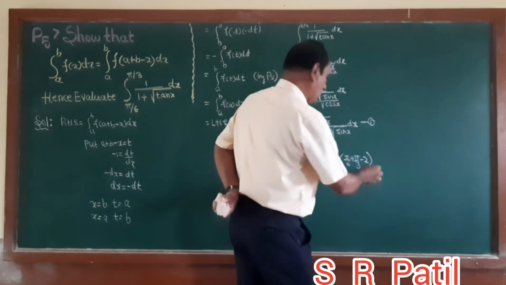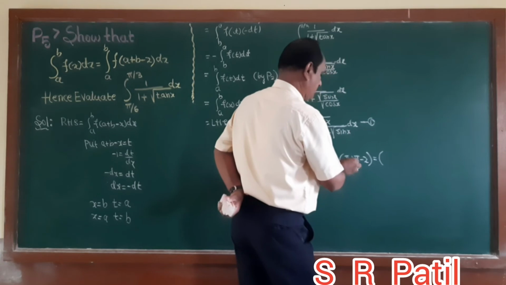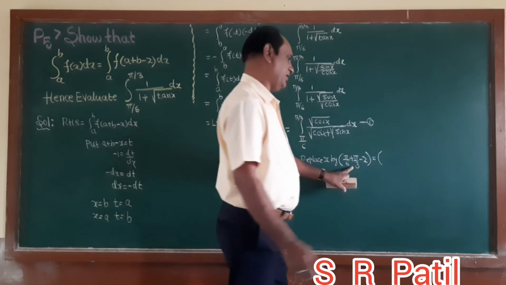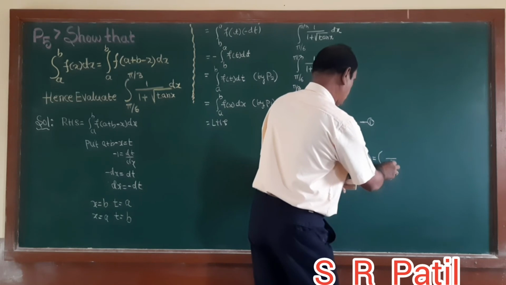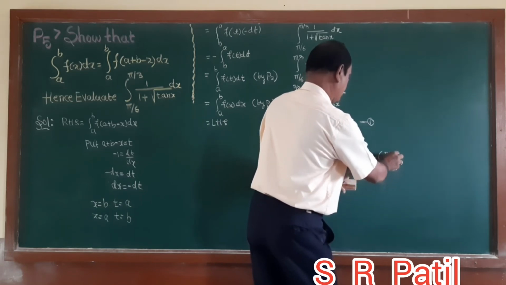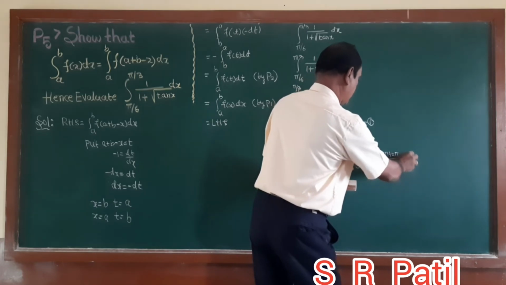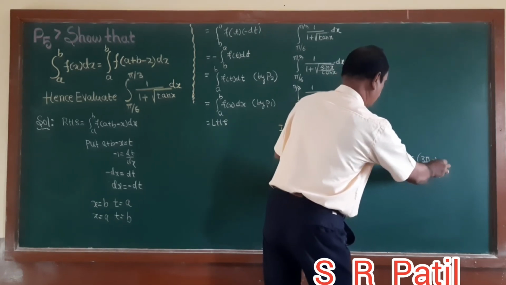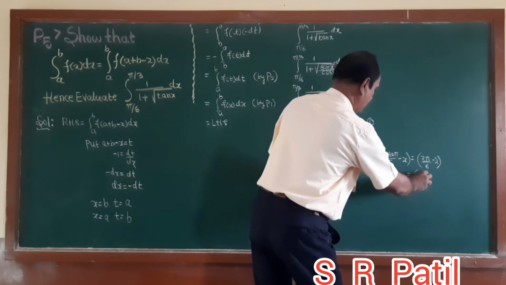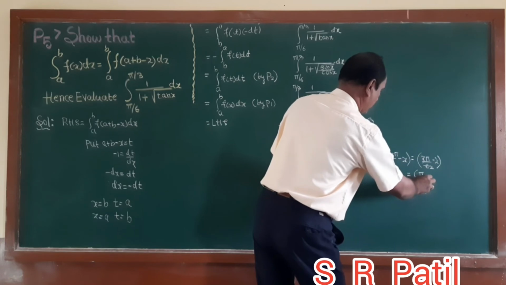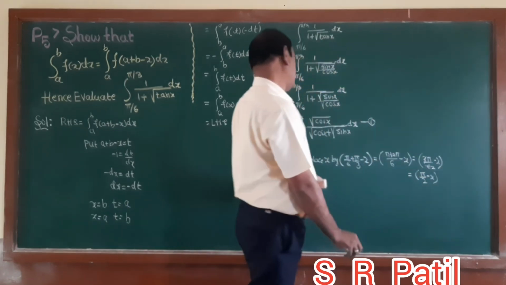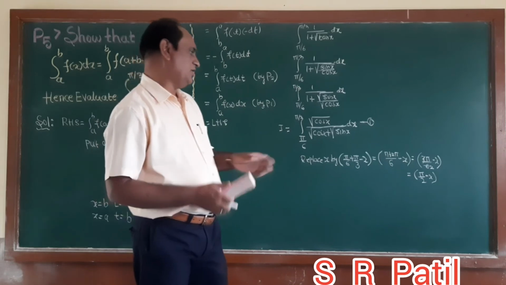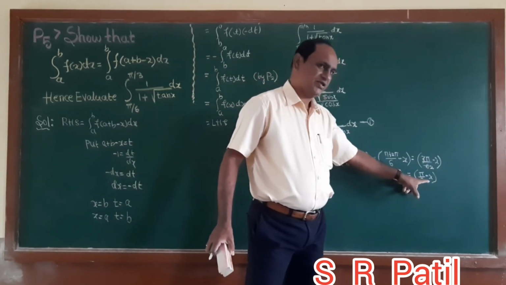So this can be written as pi by 6 plus pi by 3 minus x. By taking the LCM, which is 6, the numerator is pi plus 2 pi, and then minus x. Writing in the simplest form, totally 3 pi divided by 6 minus x. So this is nothing but pi divided by 2 minus x. So x is replaced by pi by 2 minus x, upper limit plus lower limit minus x.